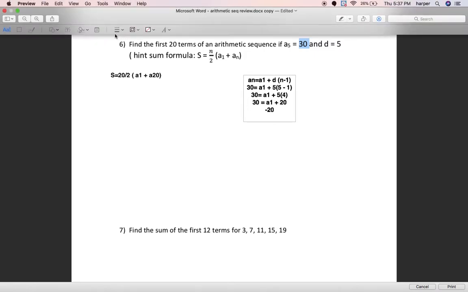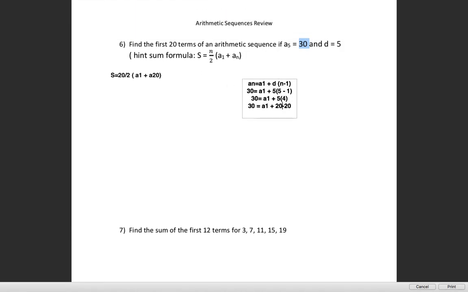How can I bring this over here? We're doing minus 20 right here, and we also want a minus 20 on the other side. So you have a minus 20 from both sides of this equation. Minus 20 here is 0, and 30 minus 20 is 10. So 10 equals a1. There we go. We found another piece.